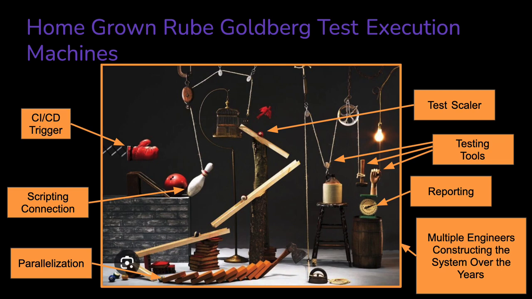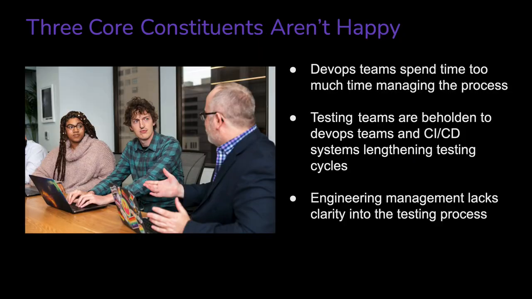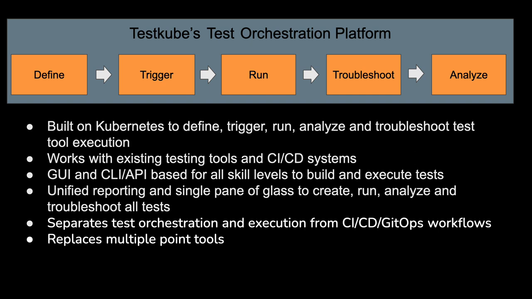The problem is the three core constituents using these machines are not happy. DevOps teams spend too much time managing the process. Testing teams are beholden to DevOps and CI/CD systems, lengthening the testing cycle, and engineering management lacks clarity into the testing process. TestCube is built from the ground up as a test orchestration platform for cloud-native applications.